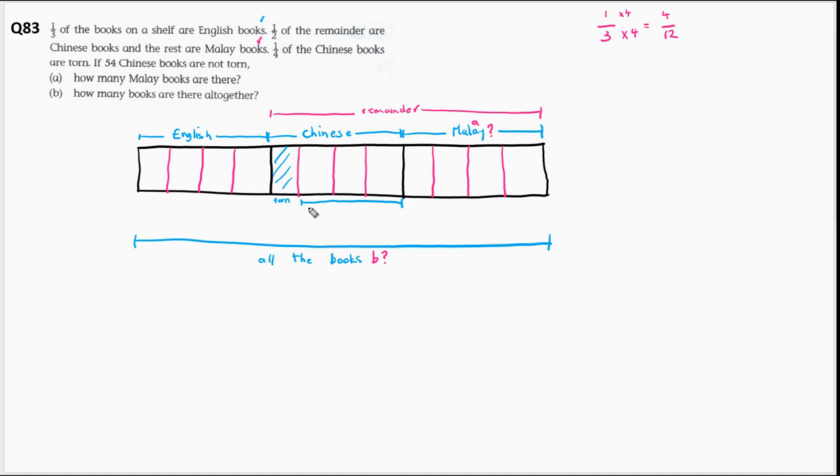So this is the not torn, and therefore it has a value of 54, these 3 parts here. And we want to find out the value of each of these parts. So we can now see that if we divide 54 by 3, we are going to get the value of each part, which is 18. So 18, 18, 18. Okay, and if all of these are 18, because we kept everything the same, it's all 18.